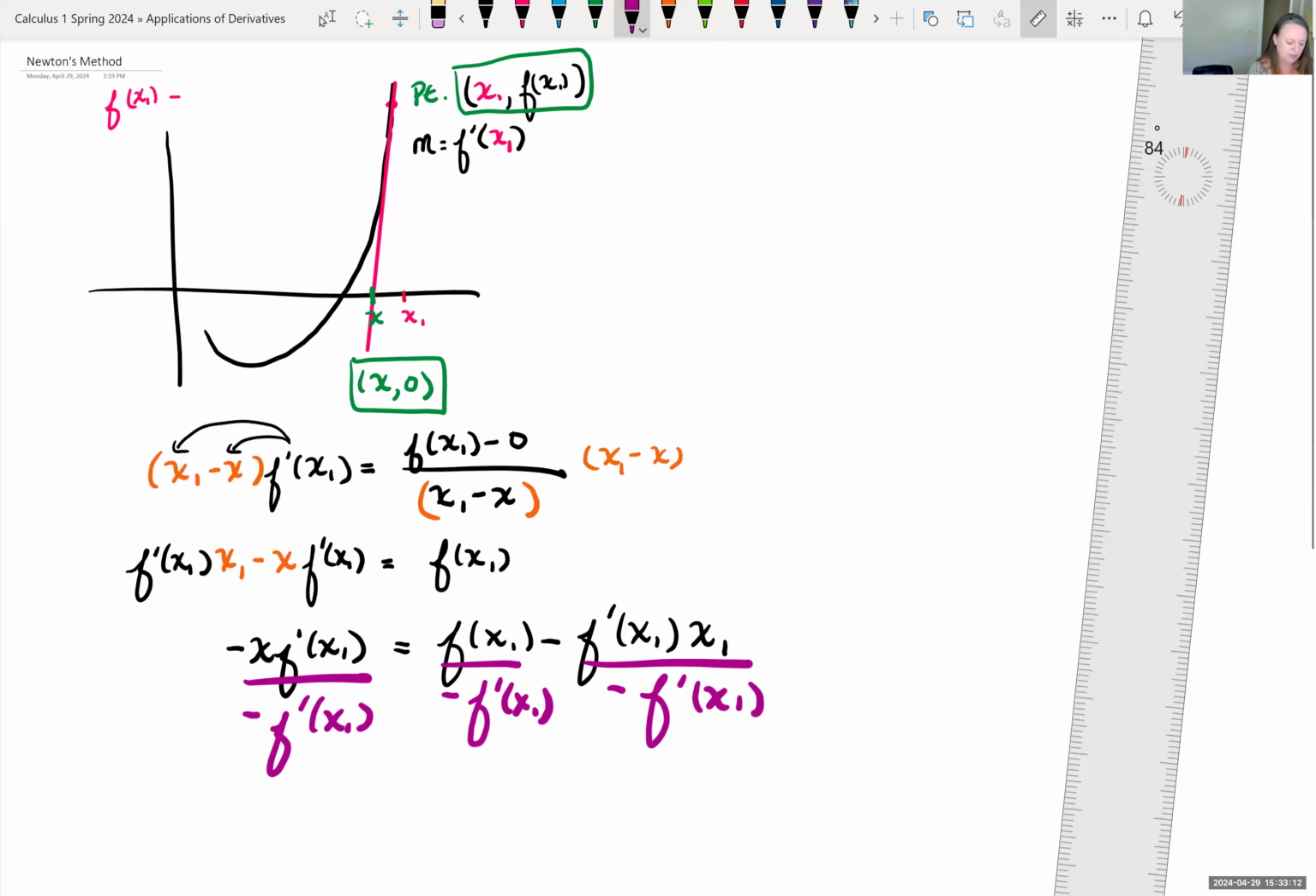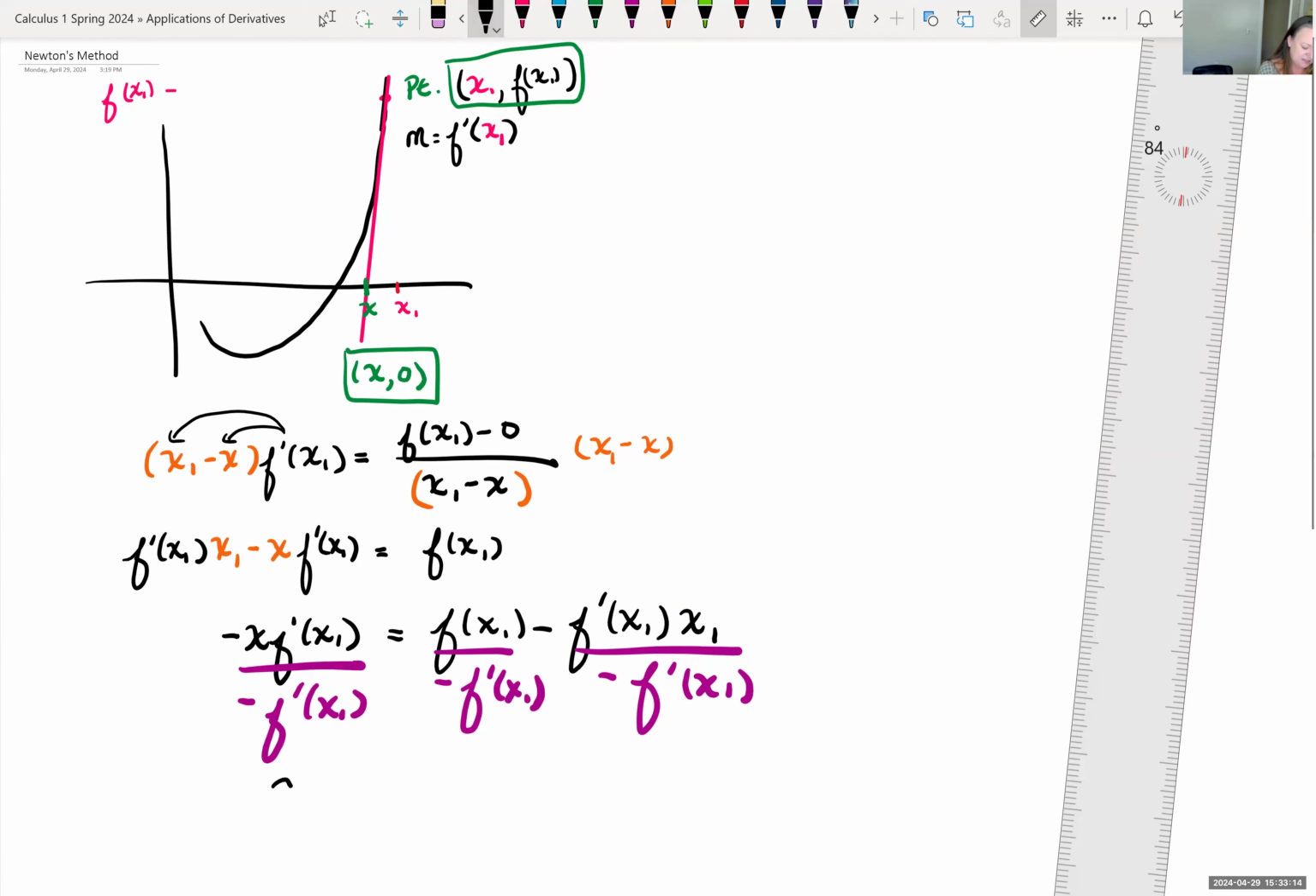There we go. Then we get that our x value here is equal to, so notice things simplify over here. Our f prime of x of 1's cancel. I have a negative and a negative, that's positive. Let's just write this one first. So I have a positive x of 1. And then over here, that first term I'm writing second on the right-hand side. So this is the same thing as minus f of x of 1 all over f prime of x of 1.